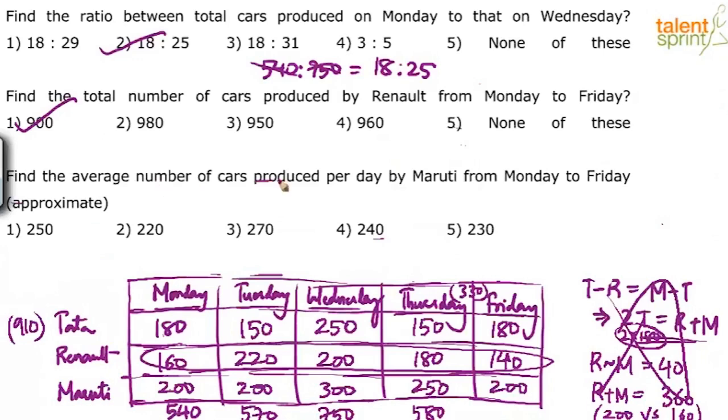Then find the average number of cars produced per day by Maruti from Monday to Friday. Take the total of Maruti and divide by 5, because he's asking you to find the average per day, 5 days. So find out the total of Maruti first. 200, 200, 400 plus 300, 700 plus 250, 950 plus 200, 1150. 1150 by 5. How much is that? 230. Why is he asking us to do an approximate calculation? Exact 230, right? Option 5 is the answer.